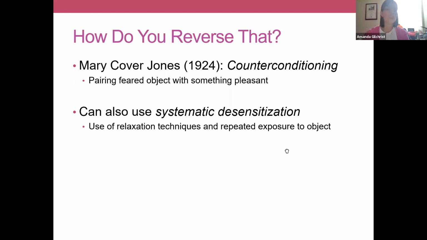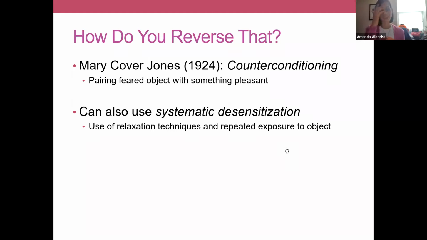And so in 1924, this was actually the work that Mary Cover Jones did, something that we refer to as counter conditioning. So if we want to undo a fear of something, whether it was conditioned or not, we can pair a feared object with something pleasant. So maybe we pair the rat with something sweet like candy. We pair the feared object with something pleasant. So now the association is not being made between the rat and a fearful object, but a rat and a pleasant object. And thus we can create pleasant feelings that transfer over to the rat.